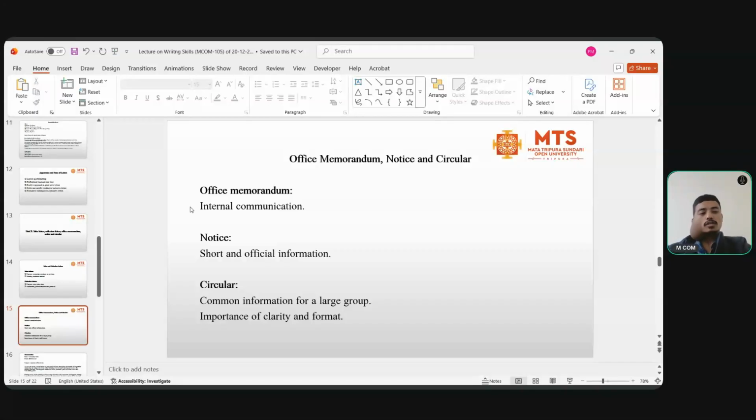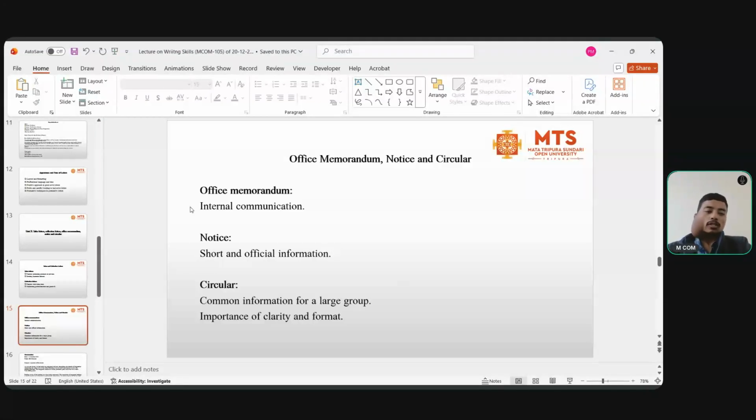A circular is used when the same information must be sent to a large group. Large group of what? Large group of people. All right. So it is commonly used in offices, institutions, or organizations. So for all this, memorandum, notice, circular, clarity and proper formats are very important.